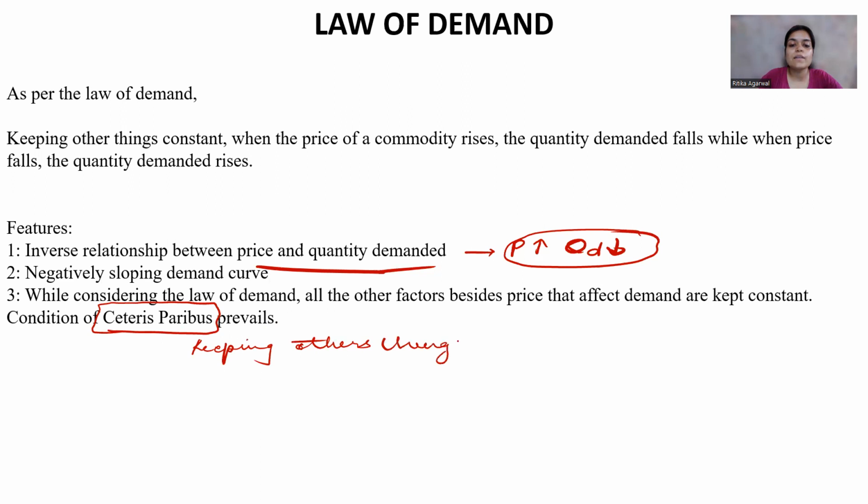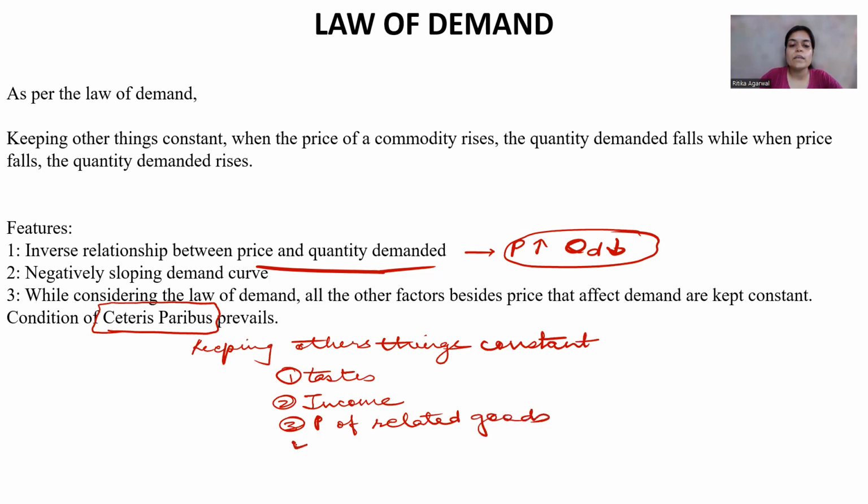Now, what are these other things that we talked about earlier? Let's get a quick recap about these things. So these things that are kept constant can include tastes and preferences of a person. You can also say income of a person. You can also say the prices of the related goods. Next we can have the taxes, or you can say the disposable income. Disposable income is the income that is left with the people after they pay taxes to the government. And there are n number of items more. So all these things are kept constant while we talk about the law of demand.